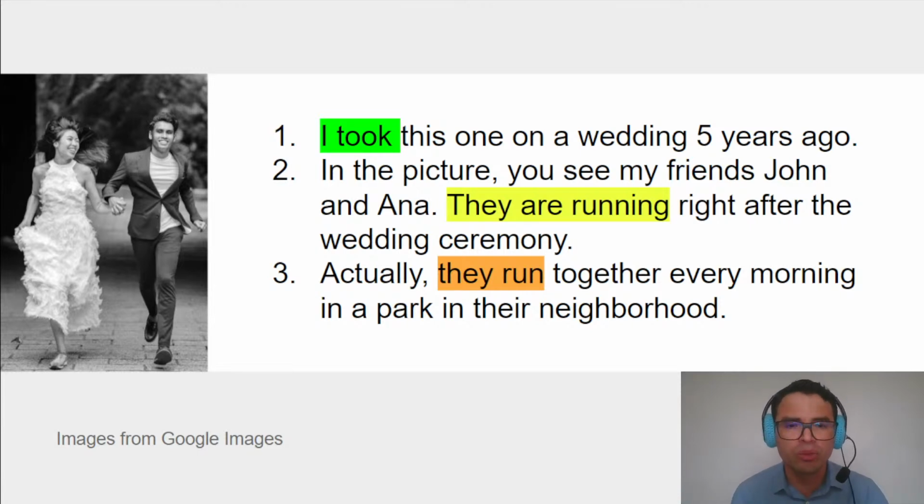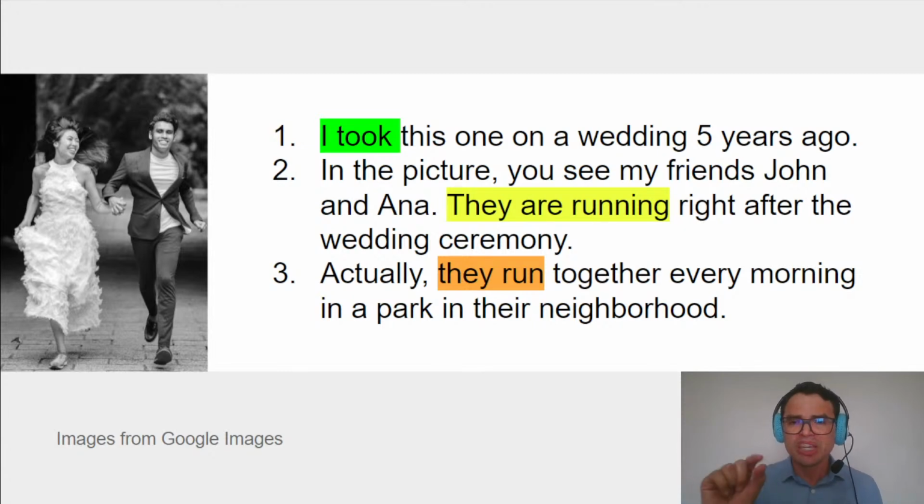Pay attention. Number 3. Actually, they run together every morning in a park in their neighborhood. Simple present, orange, to talk about habits, not necessarily to describe what is happening at the moment. How many ingredients or elements in the sentence at the beginning? 2. The subject, they, and the verb run. You don't need ing when you talk about facts or things that usually happen.